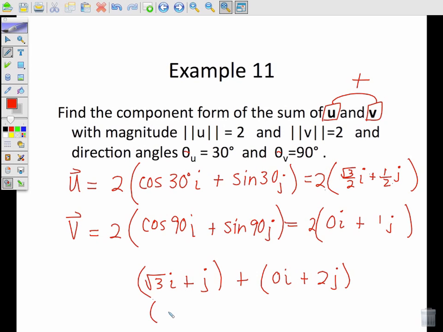So the final form, the square root of 3 i plus 3j, and then finally the component form would be root 3 comma 3. And there you have it. So what I did here is I found both of those vectors and I wrote them in the direction form, and then I was able to multiply by their magnitude, add them together, and get the component form.